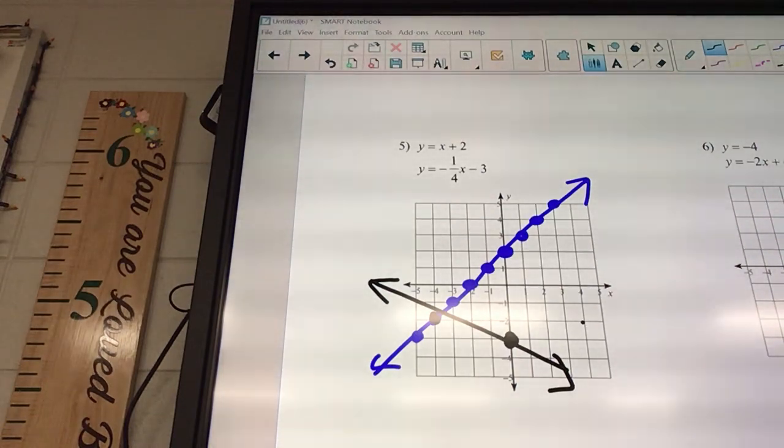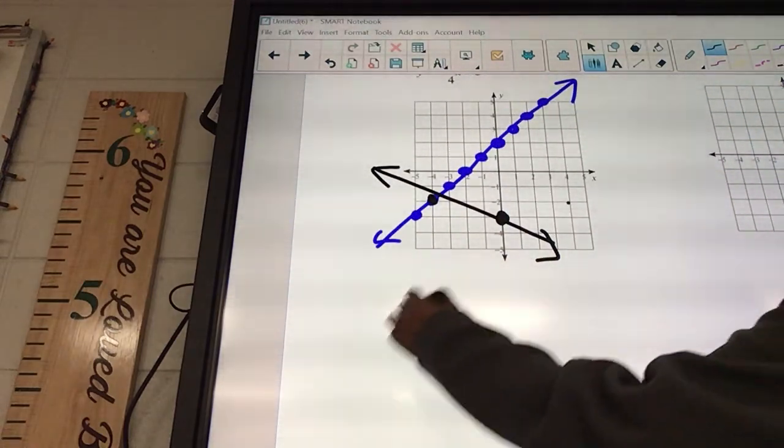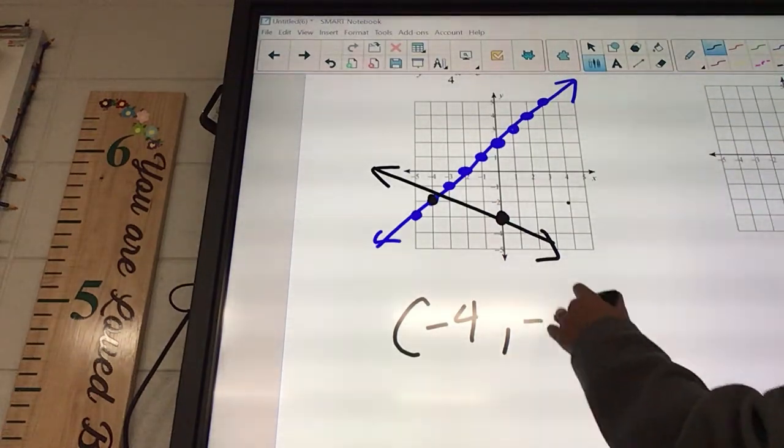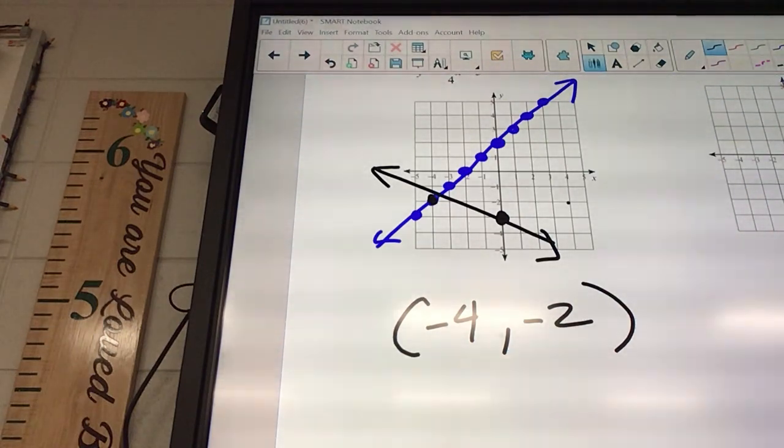Okay, what is my intersection point? What's the x? Negative 4. What's the y? Negative 2. Perfect. Okay, so we always look at the up and down first, and then we look at the over. Okay?